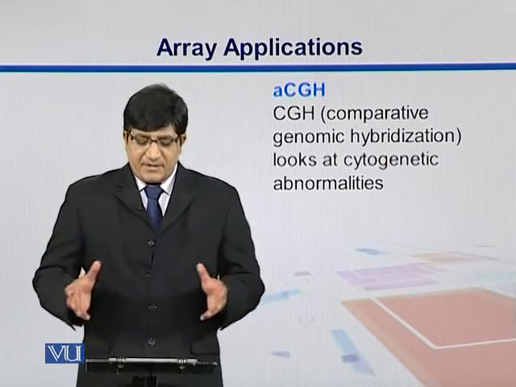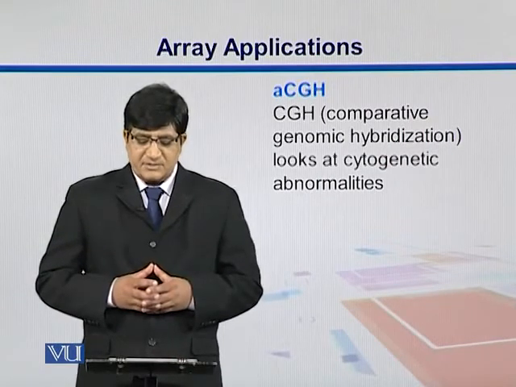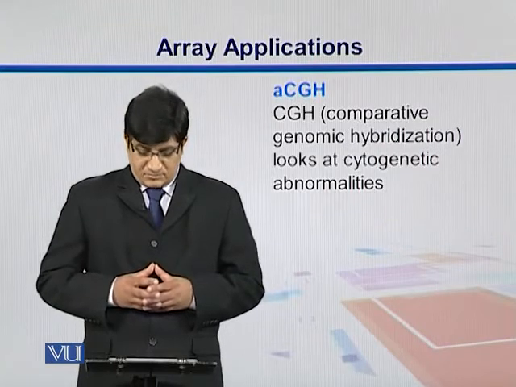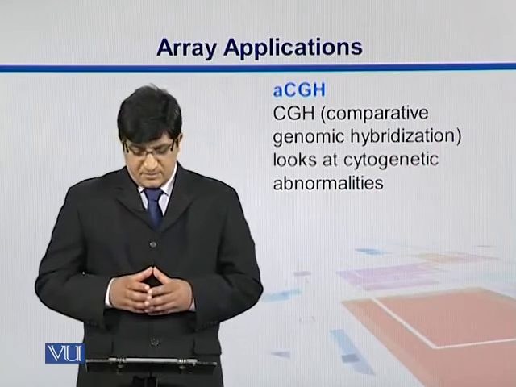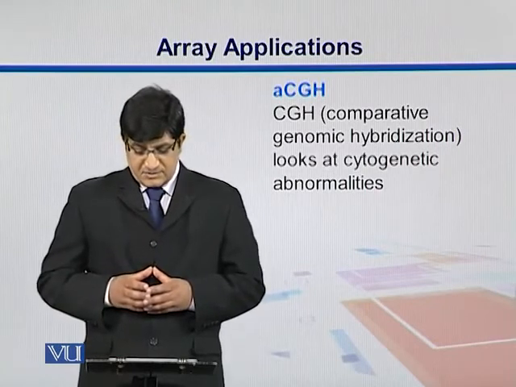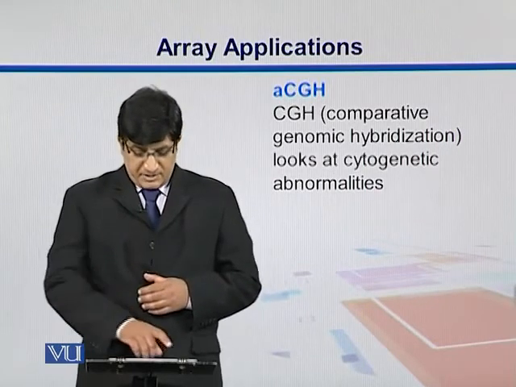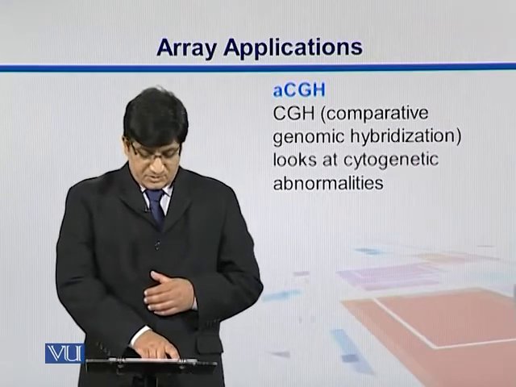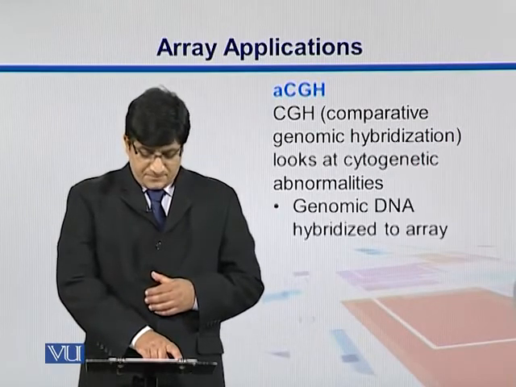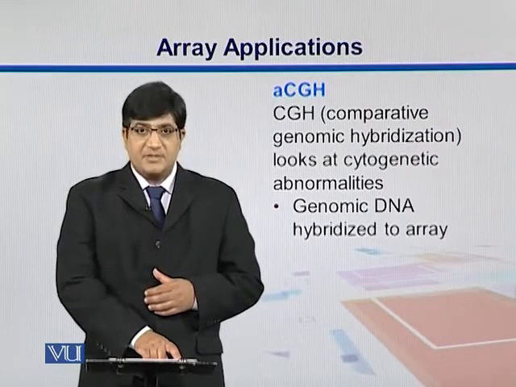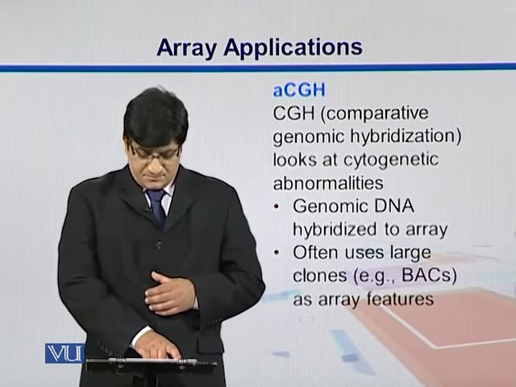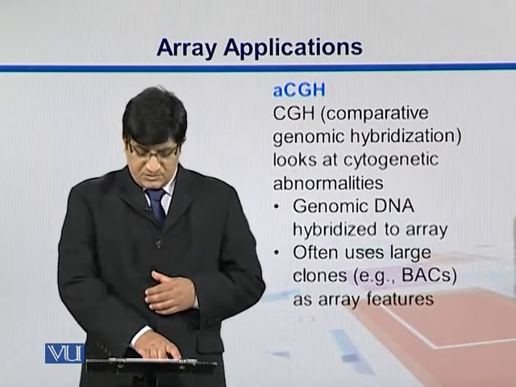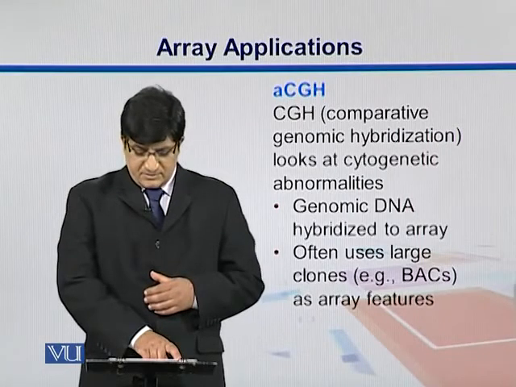Next is comparative genome hybridization, CGH. That is array CGH, or comparative genomic hybridization, which is there to look into cytogenetic abnormalities. So we can also design arrays for that. We take genomic DNAs and we hybridize them to these arrays. And sometimes we use large clones, for example BACs, etc.